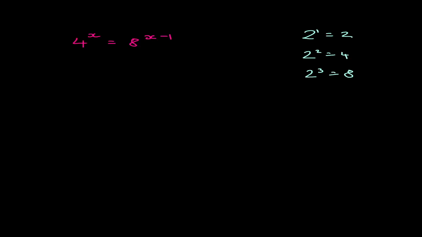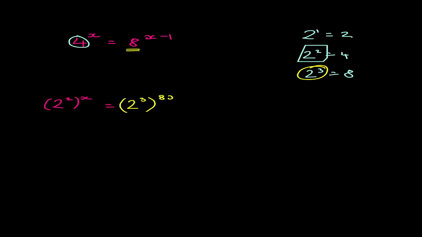So let's do that. Instead of this 4, I'm going to write 2 squared, because that's what 4 is. Let's use brackets, and we still have that x outside. And instead of the 8, I'm going to write 2 cubed, because that's what 8 is. Again, let's put that in brackets, and you have that x minus 1 outside the brackets.